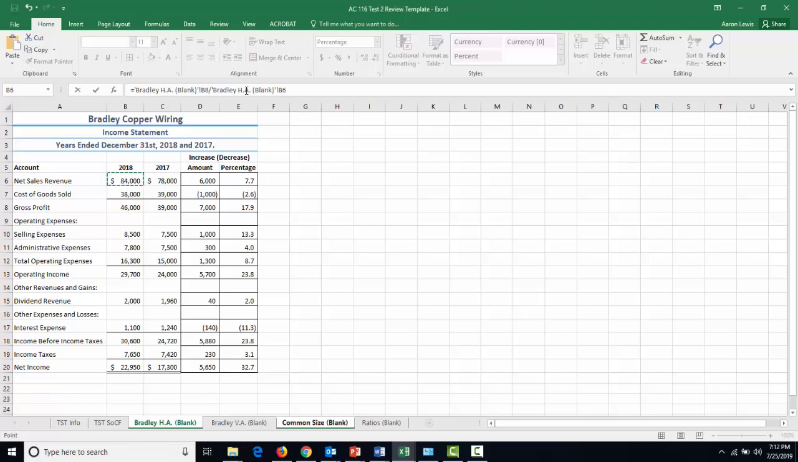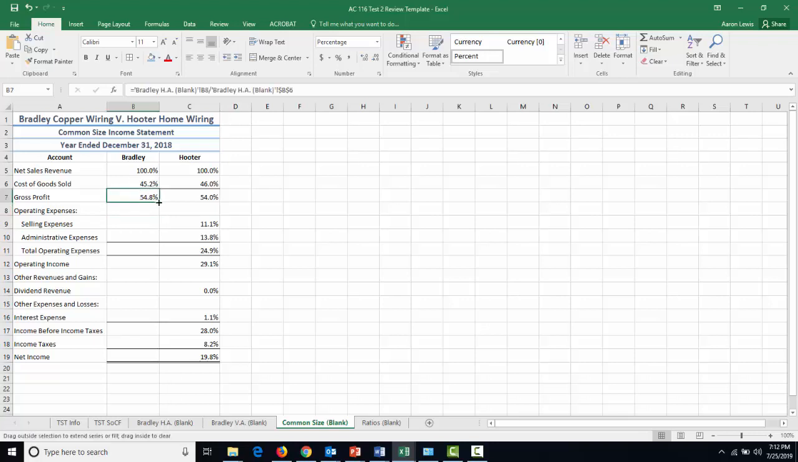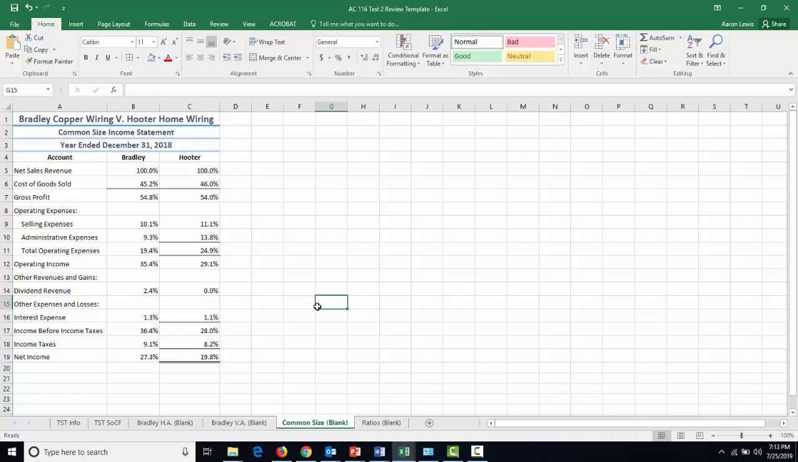What happens here if we make this last cell absolute, well, let's click on this. We come up with 54.8%. From here we can use the fill handle because everything's copying down, and look at that, we get all of our percentages. So if we delete out all these zeros that we don't need on the header lines, we have a fair way to compare Bradley's numbers to Hooter's numbers.